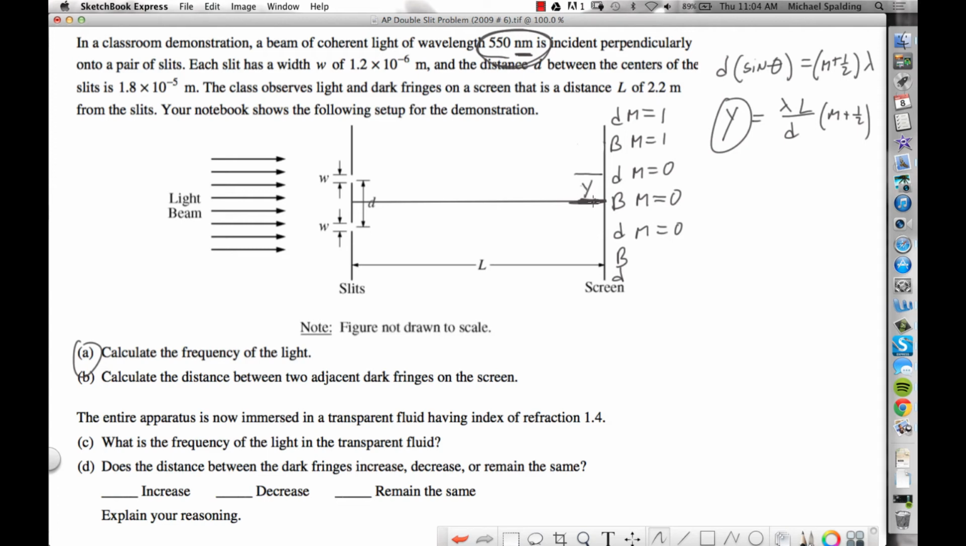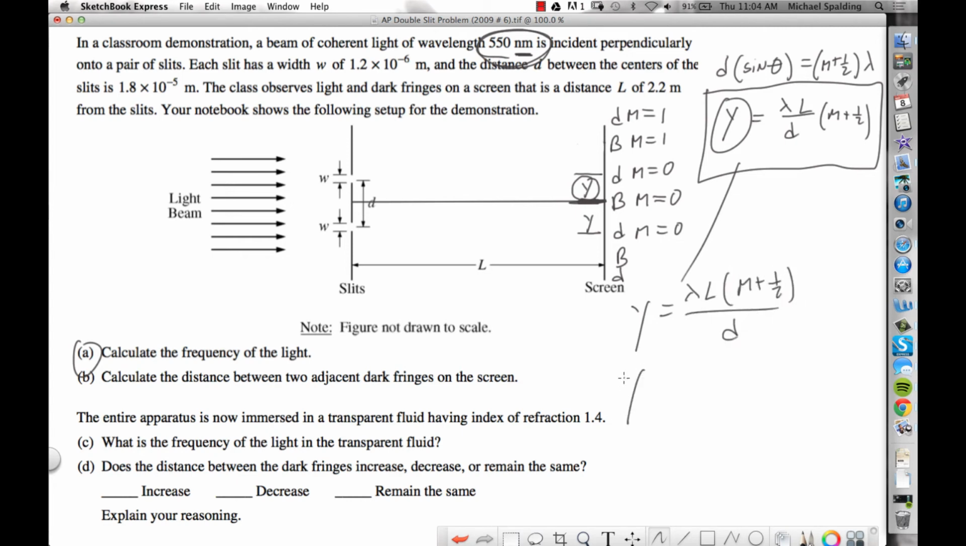So then what would be the distance between two darks? Because look, this pattern going down is the same thing. You guys follow what I'm saying? I'm going to calculate this y right here, the distance from the center line up to the 0th order dark, and then we'll just double it. So the equation is going to be this. We take this equation here, y equals lambda L, we're talking about a dark fringe, so it's m plus 1/2 over d.